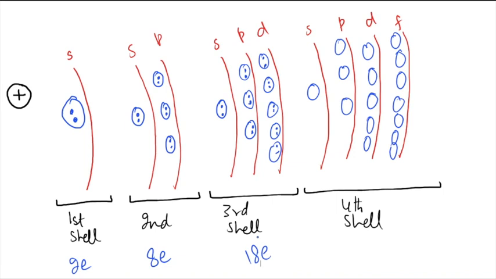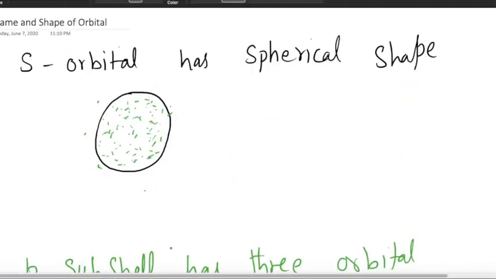So this is the simplest picture of an atom in which you can see the shell, you can see the subshell, you can see the orbital and you can see the electron orbitals. The S orbital has a spherical shape. This is the black boundary. The black color is the boundary of the electron, and electrons spend maximum time within the boundary.